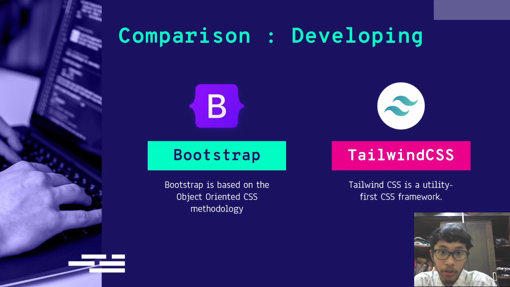Then developing Tailwind CSS. Tailwind CSS is a utility-first CSS framework. What this means is that instead of writing a lot of CSS, you will be writing a lot of classes for the HTML element. In Tailwind CSS, you have classes for almost all kinds of margins, paddings, background, font size, font families, text color, shadow, and so on.